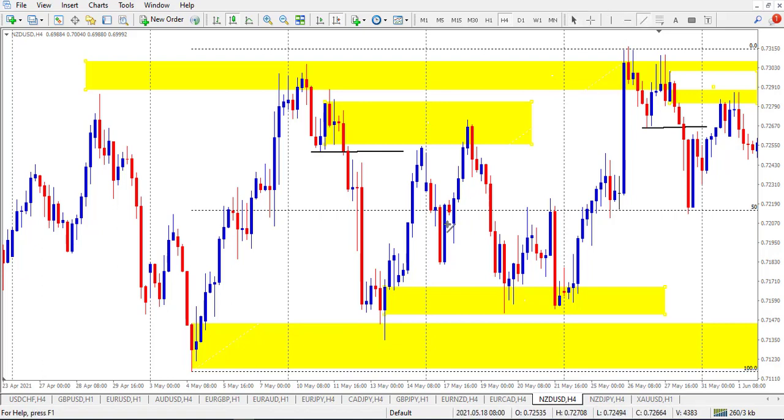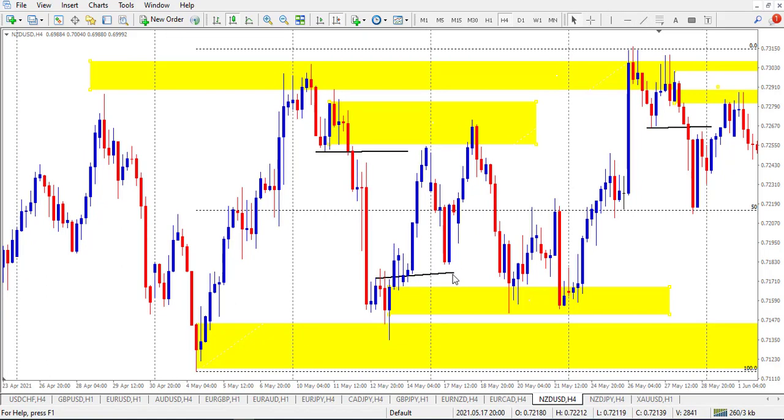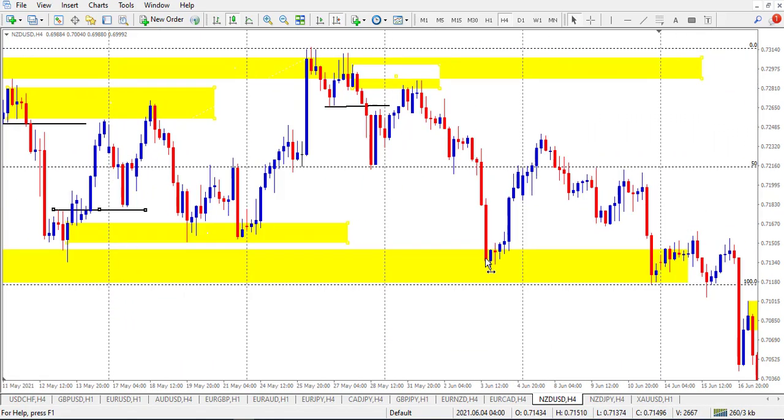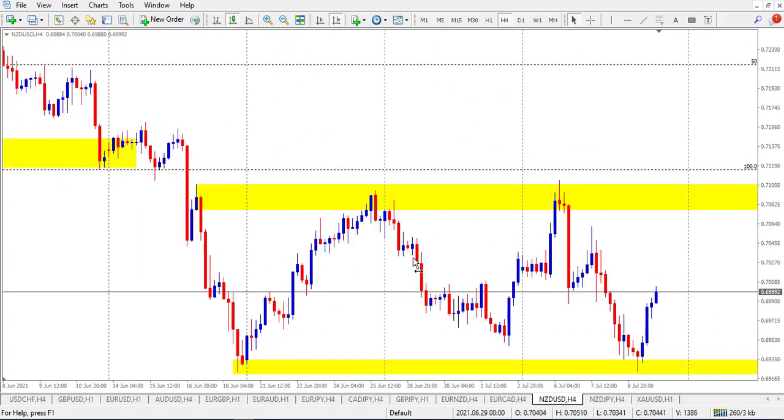You wait for this break of structure right here. So this is your break of structure. You wait for your break of structure right there, and you enter this trade. And this is how you trade consolidations. Okay.